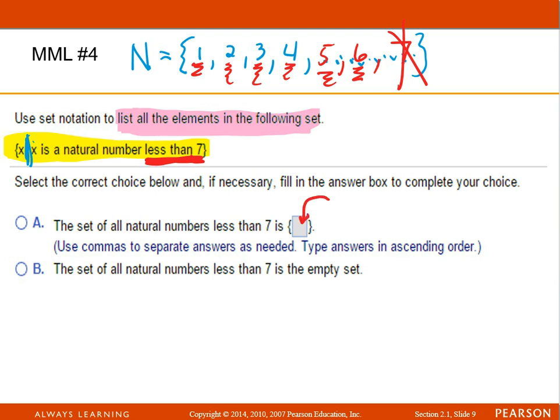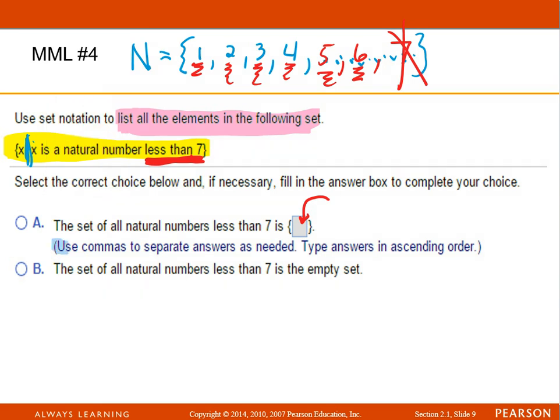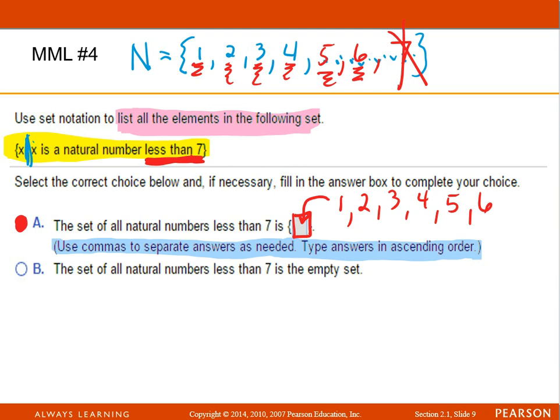So in this box, my math lab does give you some directions, and they're usually in a blue font. It says use commas to separate answers as needed, and then type answers in ascending order, which means from smallest to largest. So you're going to click on this box, and then you can start typing 1, 2, 3, 4, 5, 6. And my math lab actually has the braces in there for you. I kind of covered them up a little bit, but they already have those there for you.